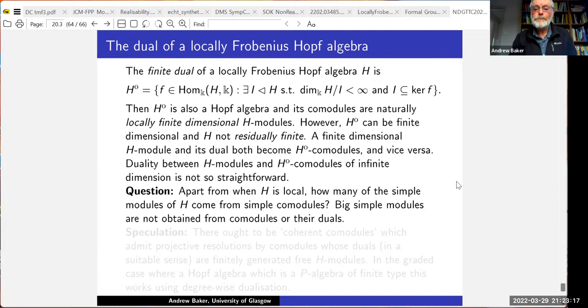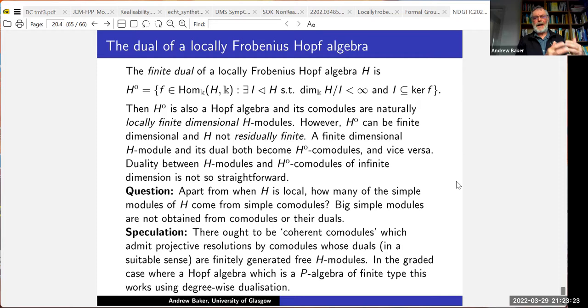So final bit of speculation is, and again, this goes back to what I know works quite well in the graded case, if everything is finite type, you do have a notion of what I call coherent co-modules over things like the Steenrod algebra or the dual Steenrod algebra. And these are things which, roughly speaking, their linear, term-wise duals, are coherent modules over the Steenrod algebra. Now, they have the nice property, they have projective resolutions by projective co-modules.